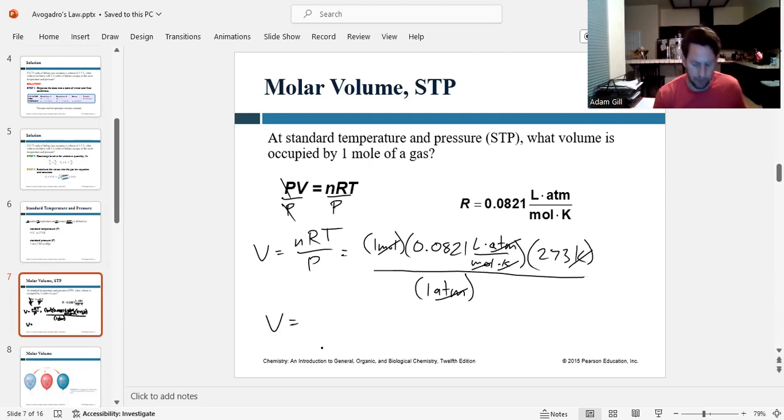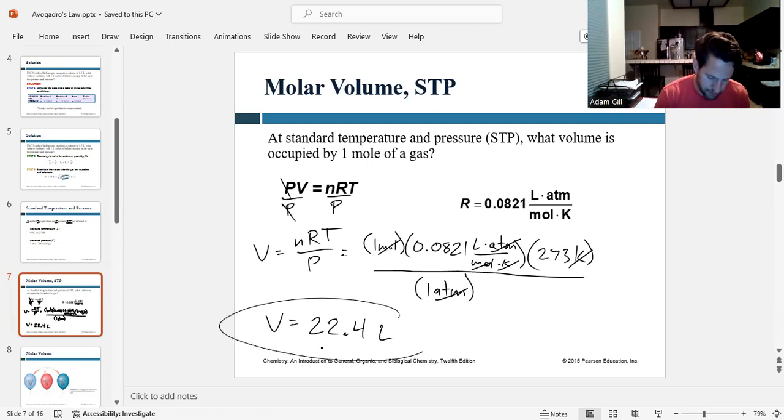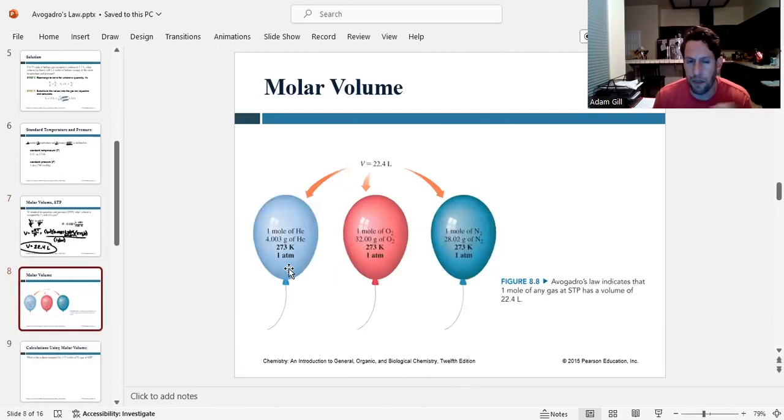So if we plug this into our calculator, 0.0821 times 273, we get 22.4 liters. And so this is the molar volume at standard temperature pressure. 1 mole of any gas occupies this volume at STP. And so it doesn't matter if we're talking about a mole of helium or a mole of oxygen or a mole of nitrogen gas. Any gas, as long as there's 1 mole of it, occupies 22.4 liters at STP.